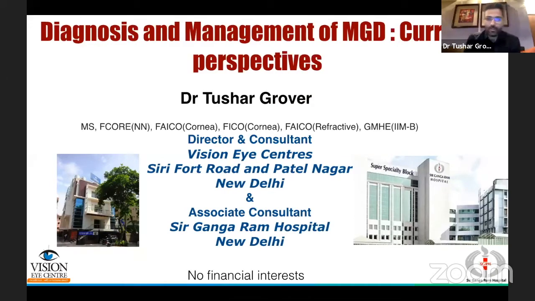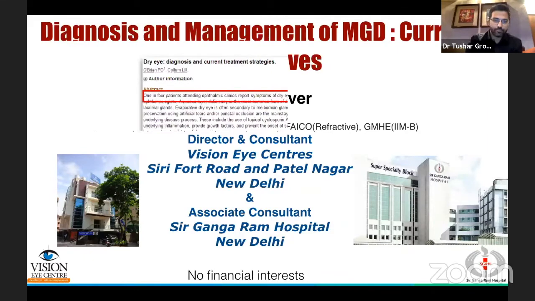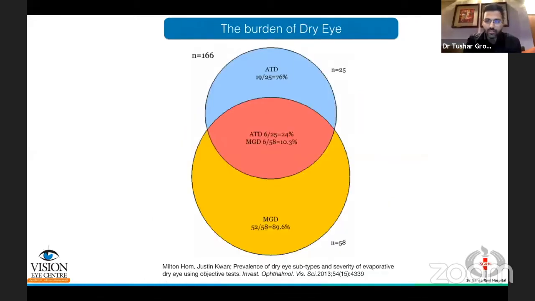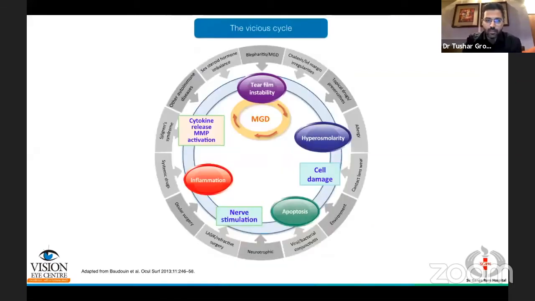I'll be talking about Meibomian gland dysfunction, and I'll be going through some of the current perspectives when it comes to diagnosis and management. Over the last few years, there has been a considerable increase in the understanding that we have of dry eye, and that has led to a much greater scientific interest in the disease. We also know now that about 60% of the patients that present to us with dry eye have Meibomian gland dysfunction. So they have dry eye secondary to Meibomian gland dysfunction, and about 10 to 15% have a mixed component. This is the vicious cycle of dry eye that has been described.